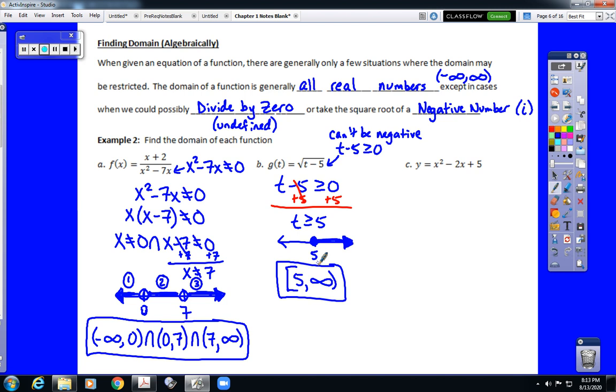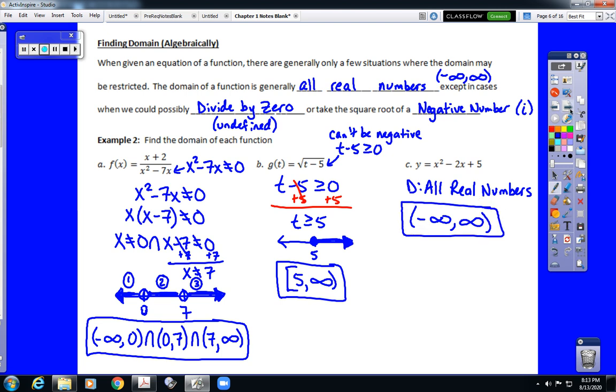There is no fraction here. There is no negative square root issue here because there's no square root. If there's no division and there's no square root, chances are very good that the domain is just all real numbers. And in fact, for any quadratic equation, which is what this is, the domain is always all real numbers. So in interval notation, we would just say from negative infinity to positive infinity.